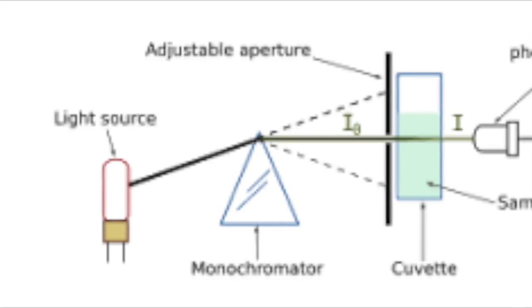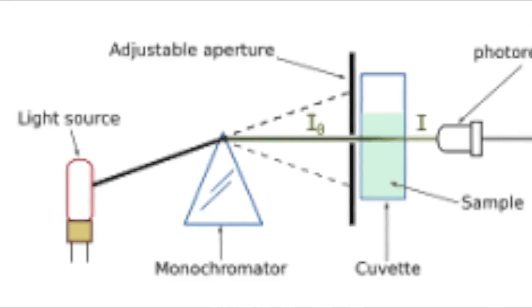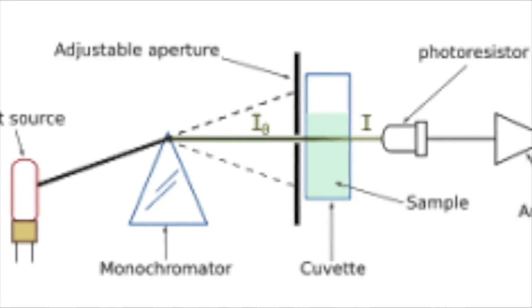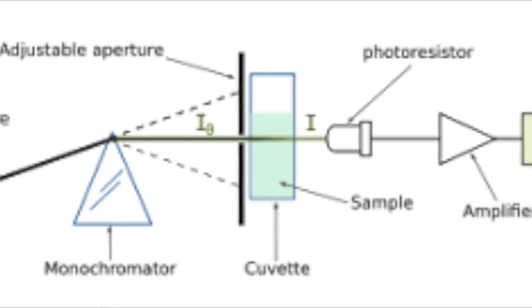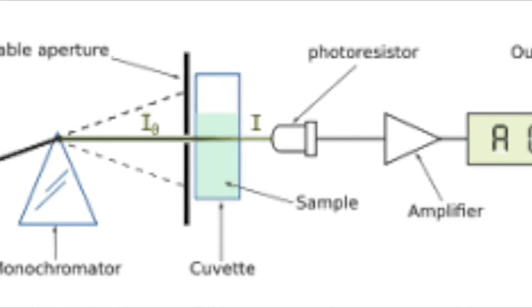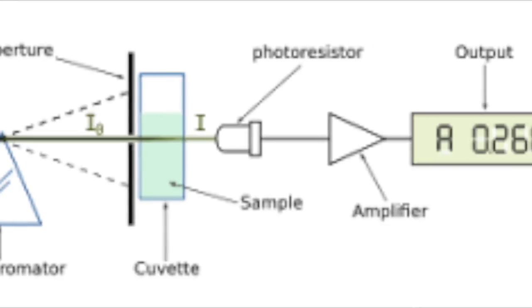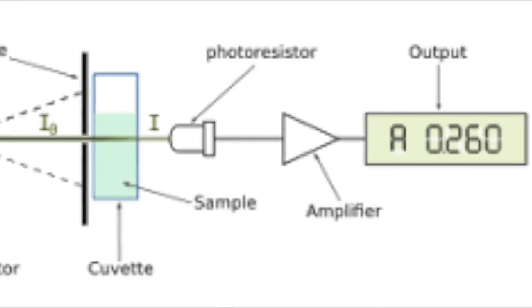We do this by using a spectrophotometer, in which a light source is split into its appropriate wavelengths. A wavelength is selected. That wavelength is passed through our sample in a cuvette, which is then processed by a photoresistor, and that gives us our absorbance value.